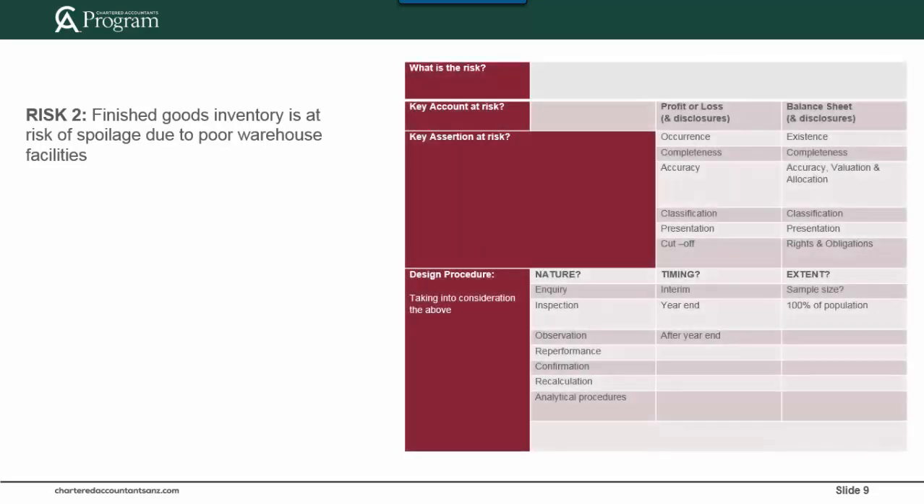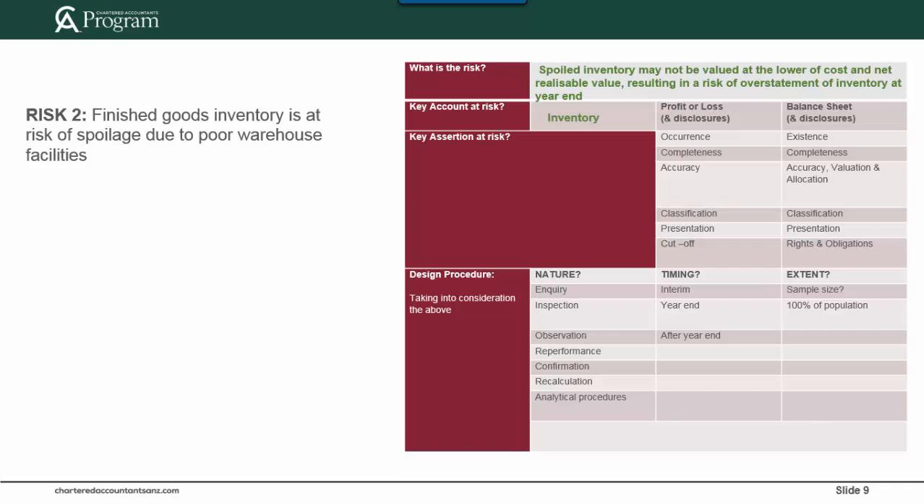So based on your knowledge now of what is a robust procedure, let's apply your understanding to the second risk identified at Porsche Paints, which is as follows. Let's design an audit procedure using the template as a guide. The risk here is that spoiled inventory may not be valued at the lower of cost and net realisable value, resulting in a risk of overstatement of inventory at year end.